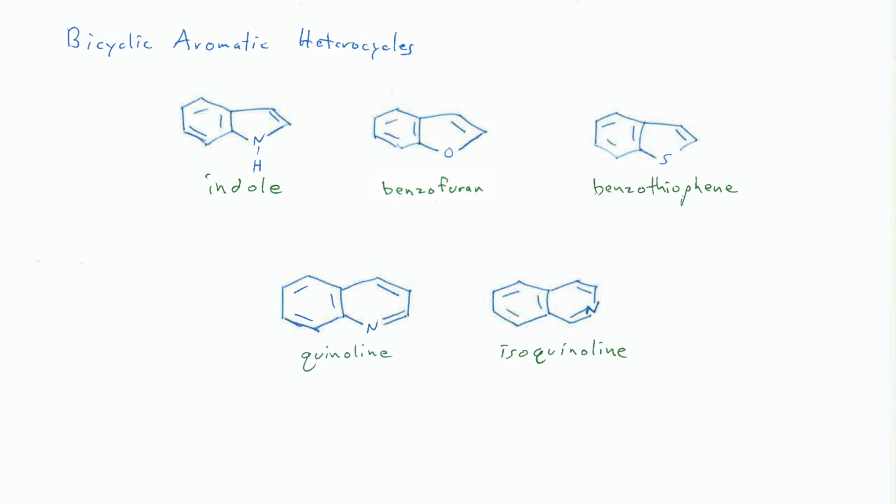Now, the other way you can fuse together a benzene and a pyridine places the nitrogen adjacent to the carbon next to the benzene. And this is just an isomer of quinoline called isoquinoline. It's not nearly as commonly encountered in nature, but it is still prevalent.